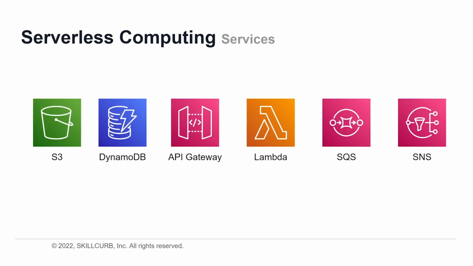These are the services that you will find on AWS that can be considered to be serverless: Amazon S3, DynamoDB, API Gateway, Lambda, SQS, and SNS.